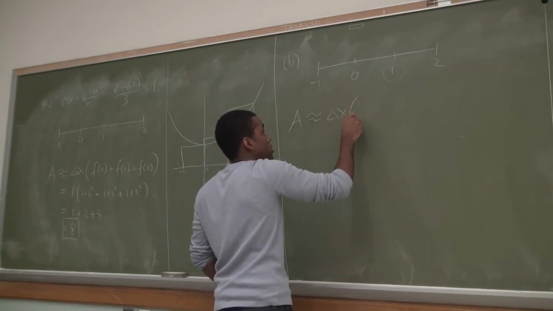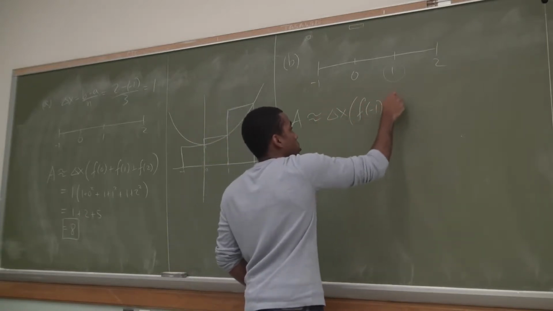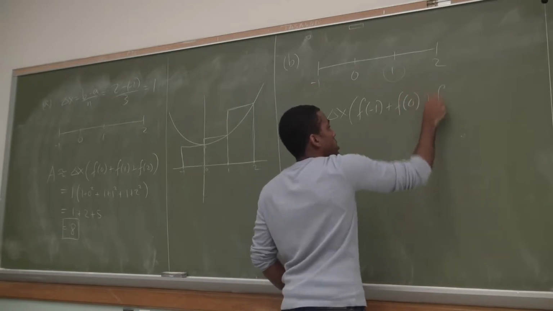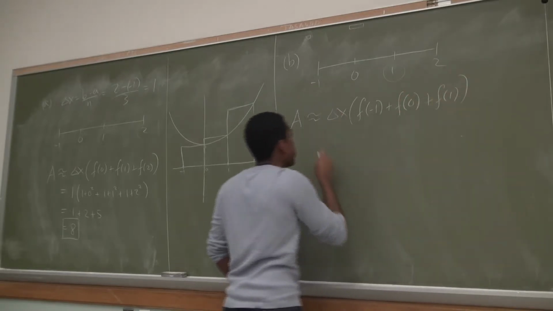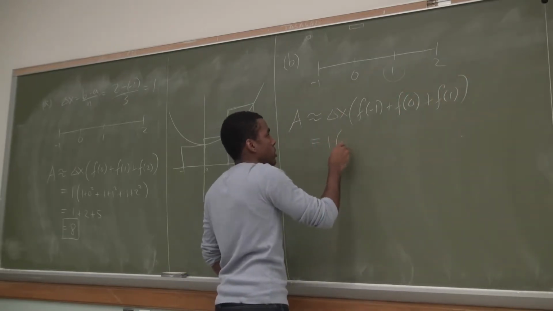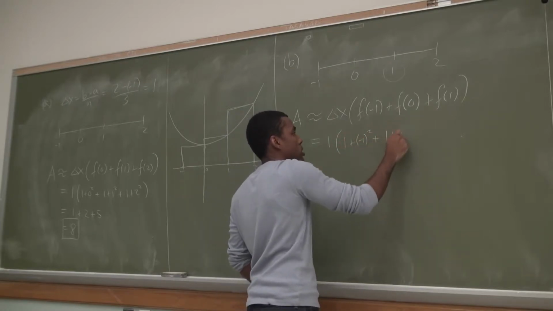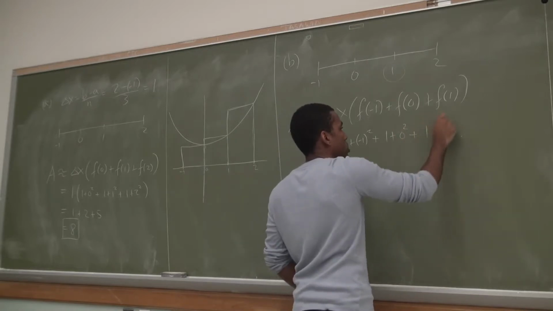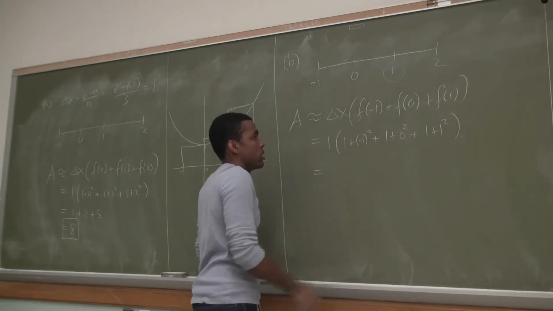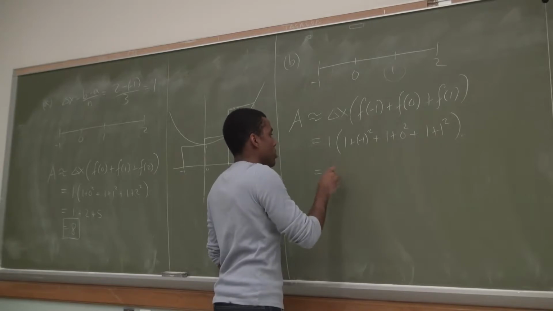Delta x times f of -1 plus f of 0 plus f of 1. That's 1 times (1 plus -1 squared) plus (1 plus 0 squared) plus (1 plus 1 squared). That's 2 plus 1 plus 2, that's 5.